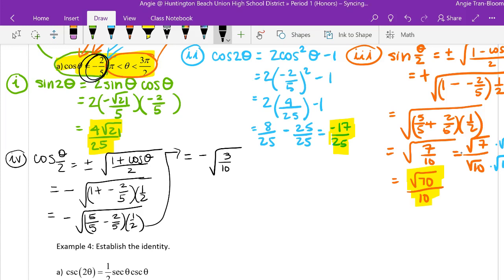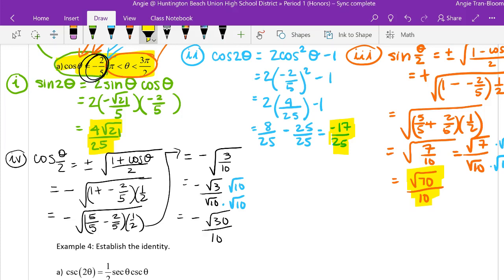Now, the radical of 3 over 10 is negative radical 3 over radical 10. I would now have to rationalize the denominator. So here comes the finale: negative radical 30 all over 10. And that is my final answer for 4i's.